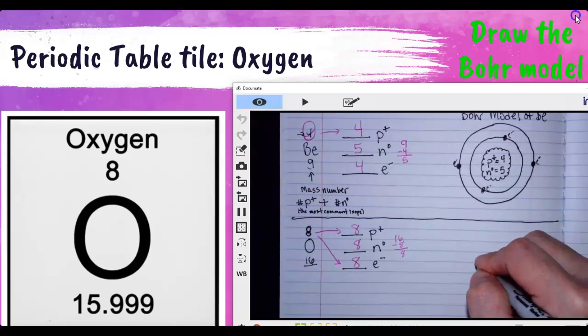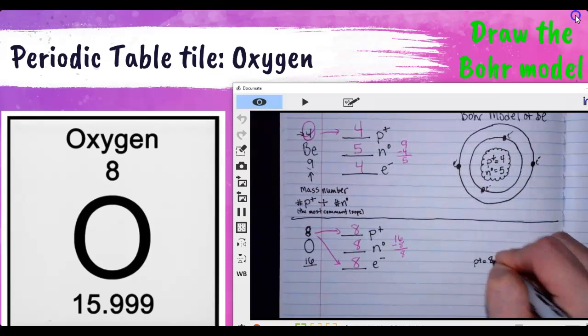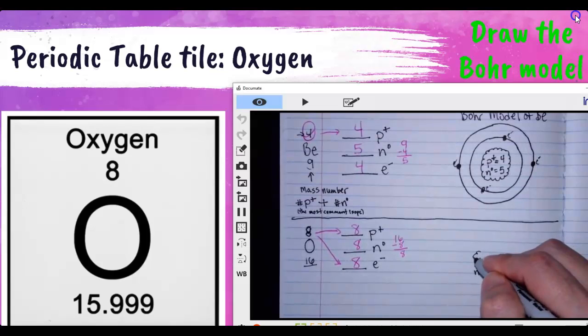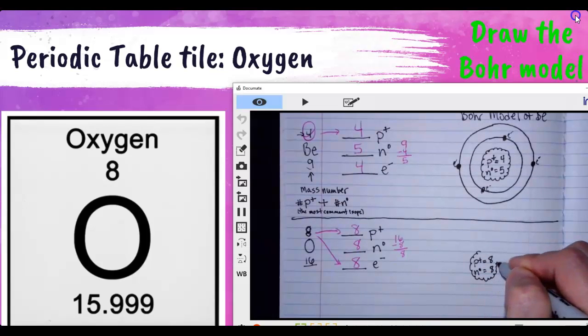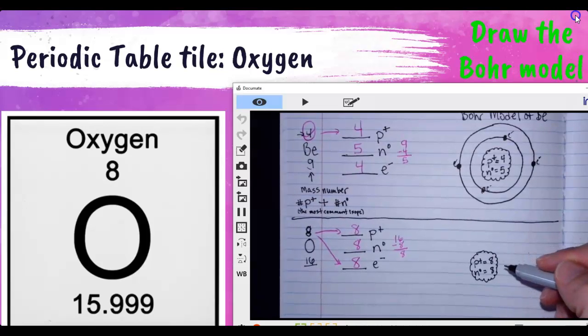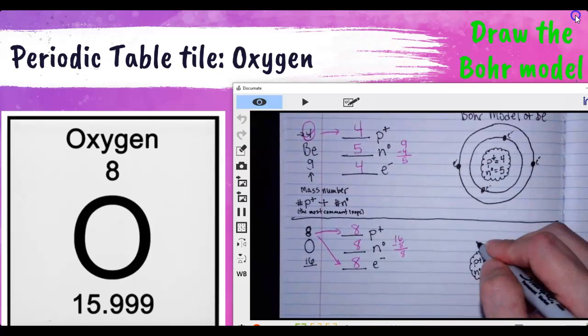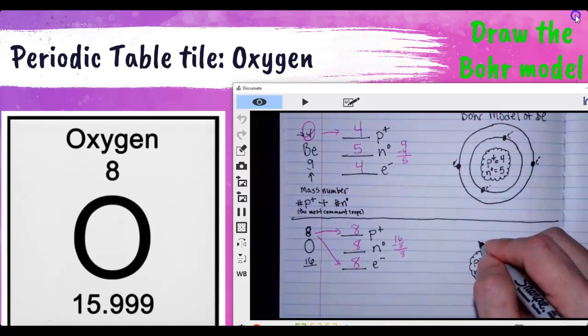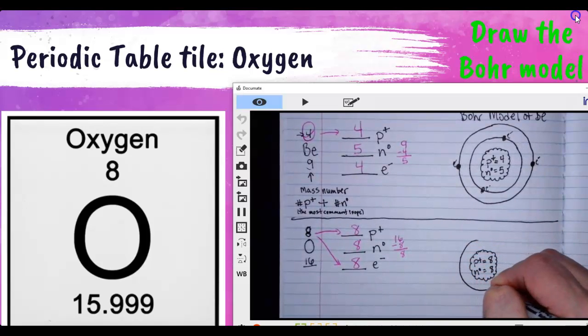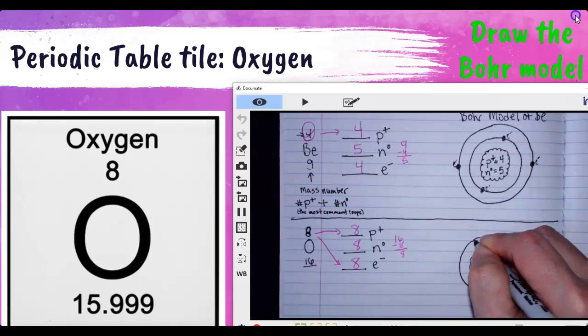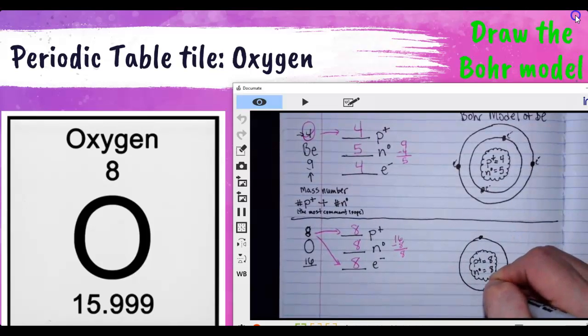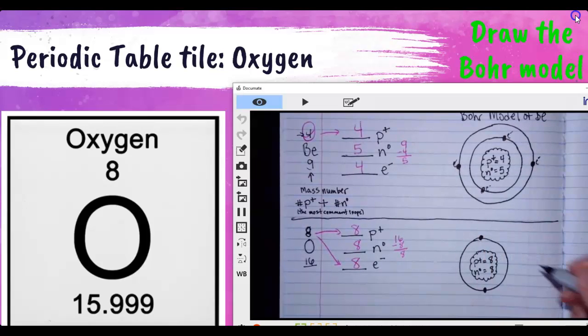All right, so let's take that and let's make a model of it. In the center, we're going to draw our representation of the nucleus, 8 protons and 8 neutrons. And the reason why I put it in a bubble is so that it doesn't look like it's an energy level. I want it to look kind of like a nucleus. All right, and then we know we need 8 electrons and only 2 electrons can fit in the first energy level. Okay, so I'm going to add those 2 electrons in right here. So the first energy level has a total of 2 electrons.